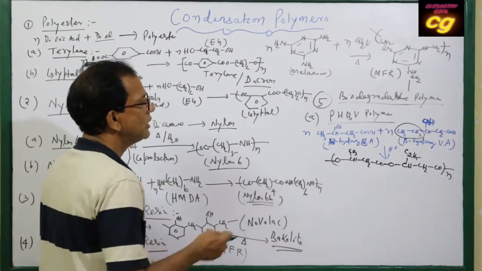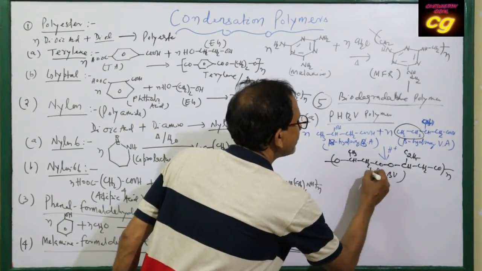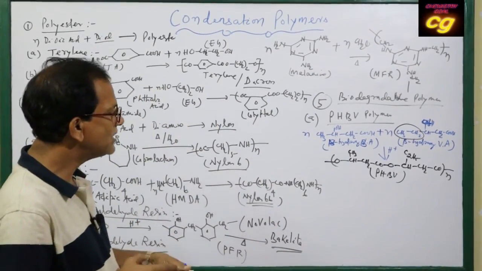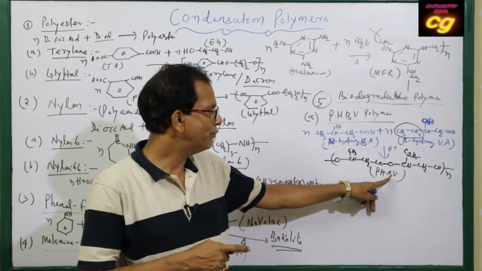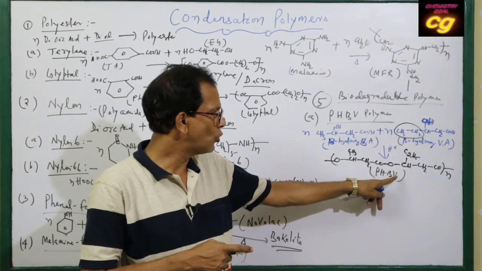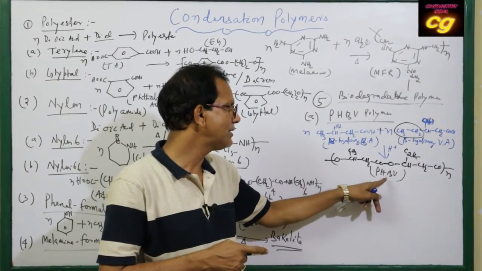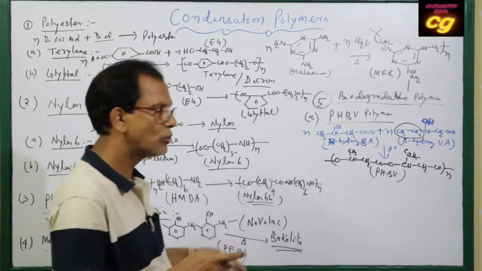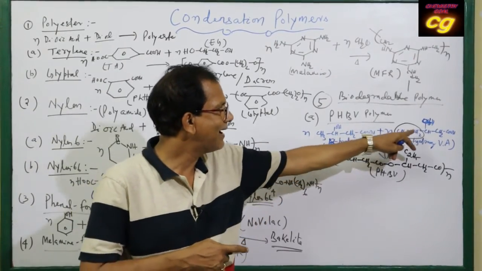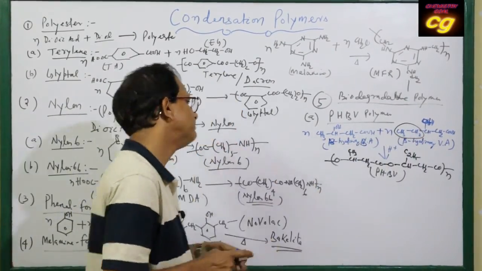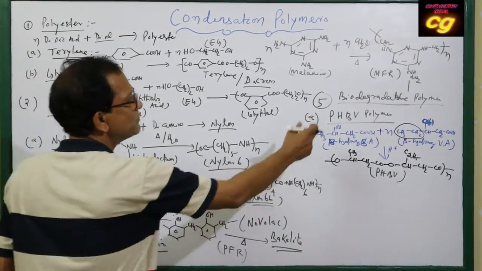So this is called your PHBV. What is the full form of PHBV? Polyhydroxy butyrate polyhydroxy valerate. V means valerate, B means butyrate. So the combination of hydroxy butyric acid and hydroxy valeric acid forms PHBV polymer, which is biodegradable.